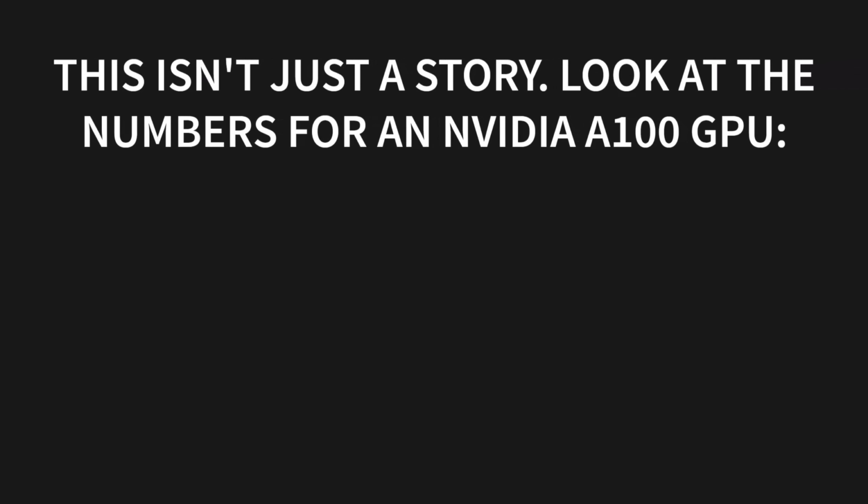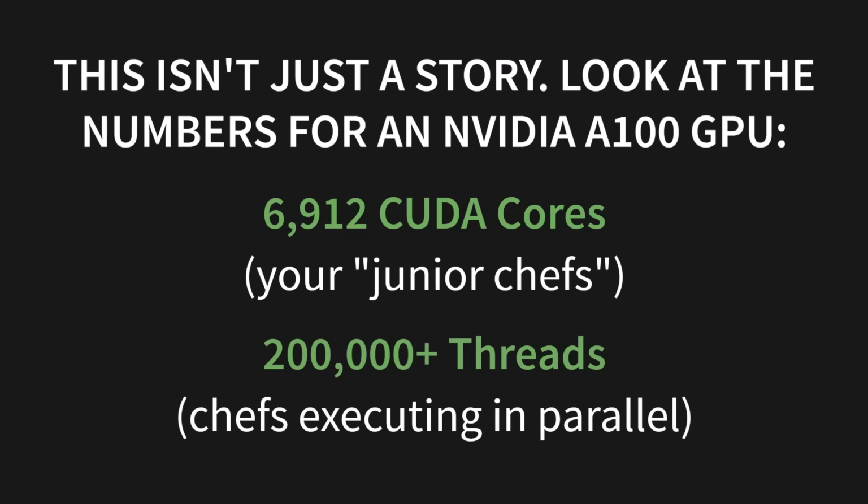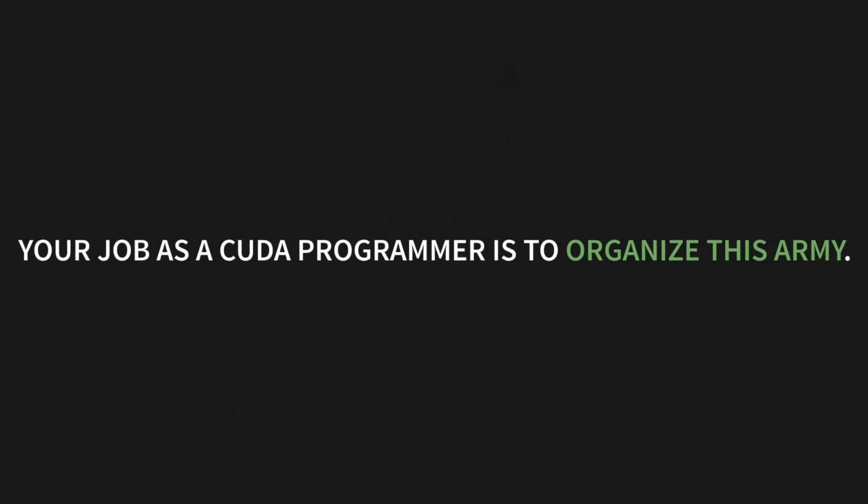This isn't just a story. Look at the numbers for an NVIDIA A100 GPU. You have 6,912 CUDA cores. Those are your junior chefs, and it can manage over 200,000 threads. That's the number of chefs executing in parallel. So your job as a CUDA programmer is to organize this army. And CUDA gives you a simple structure for this. It's called the CUDA hierarchy.